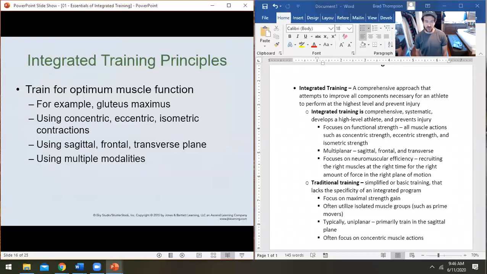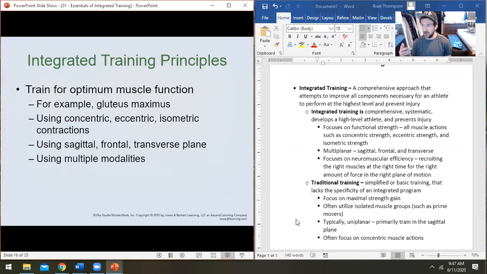And we also always train for optimal muscle function. So for example, if you're trying to strengthen the gluteus maximus, you're going to use concentric, eccentric, and isometric movements. You're going to use all three muscle actions. You're going to strengthen it in the sagittal plane through hip extension, the frontal plane through hip abduction, and the transverse plane through hip external rotation. And you're going to use different modalities.